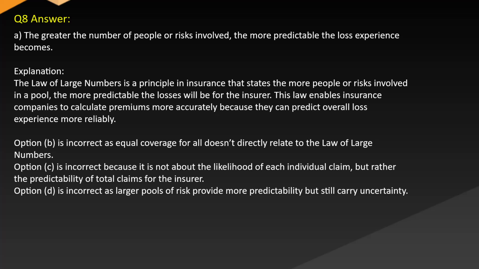Option B is incorrect, as equal coverage for all doesn't directly relate to the law of large numbers. Option C is incorrect because it is not about the likelihood of each individual claim, but rather the predictability of total claims for the insurer. Option D is incorrect, as larger pools of risk provide more predictability but still carry uncertainty.